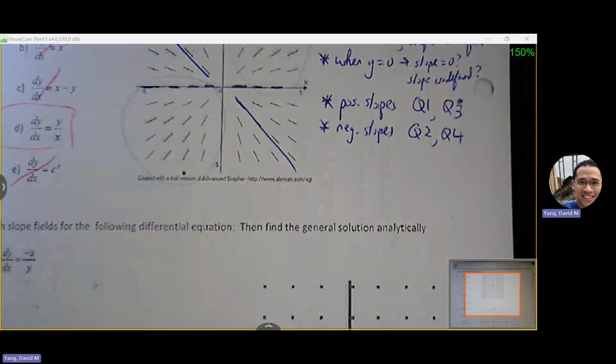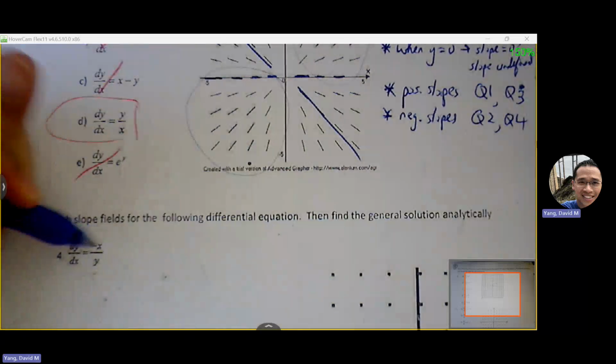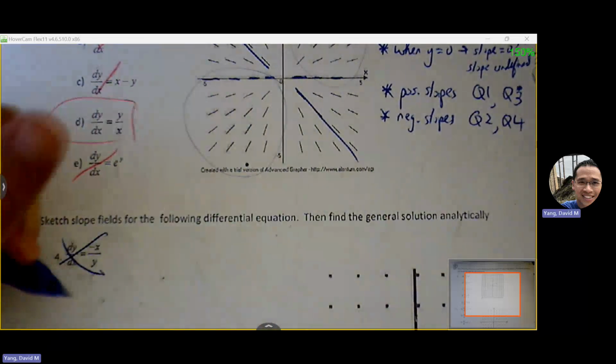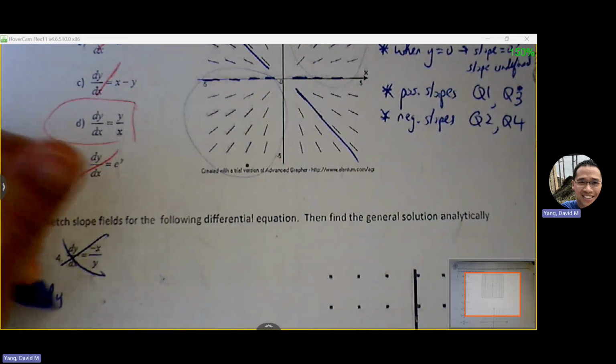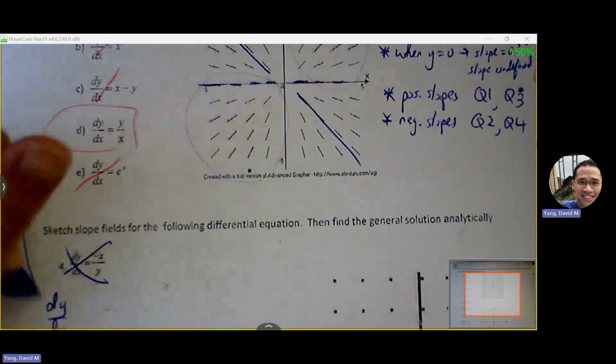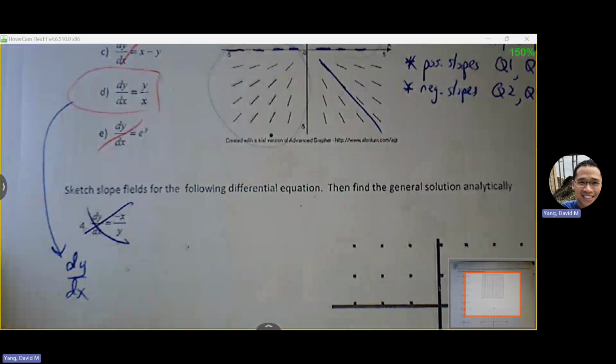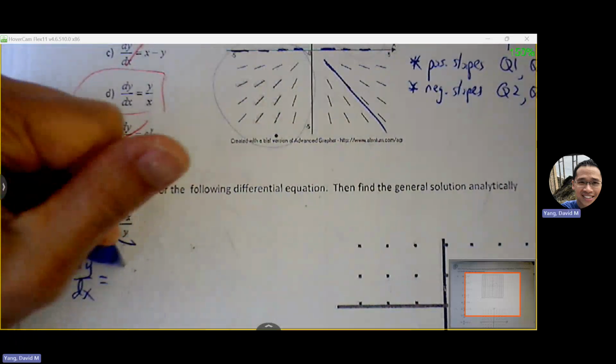Okay, so we'll use the space for number 4 since we won't do these examples. So let's use that space for solving this differential equation. dy dx equals y over x.